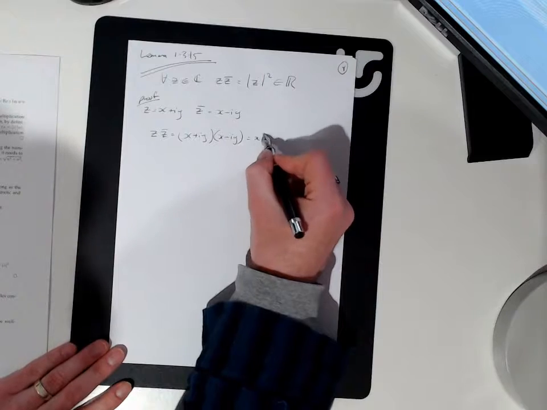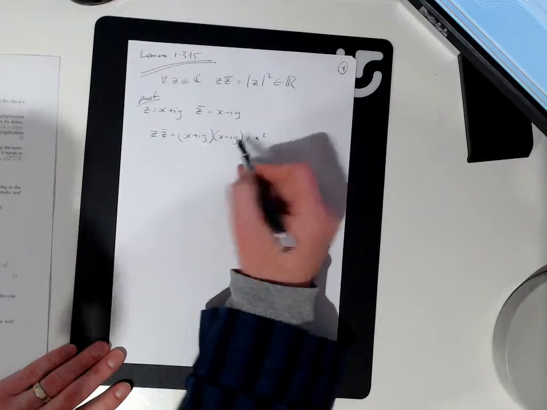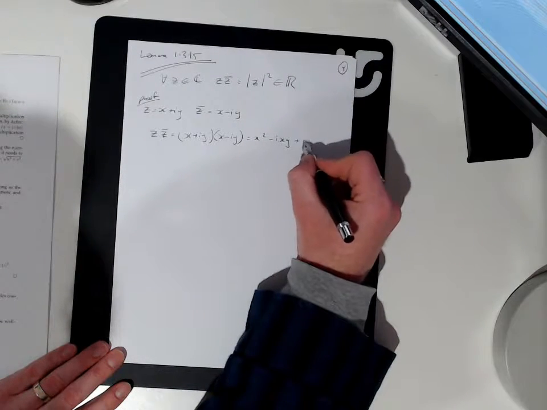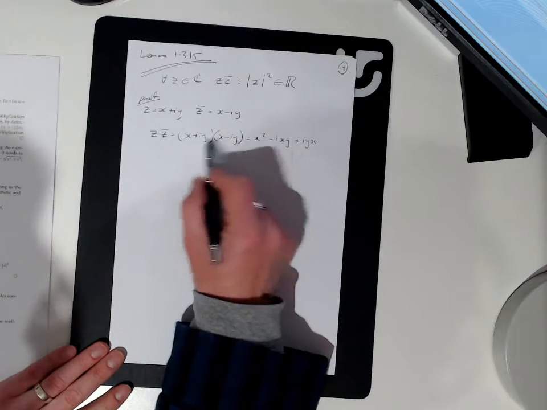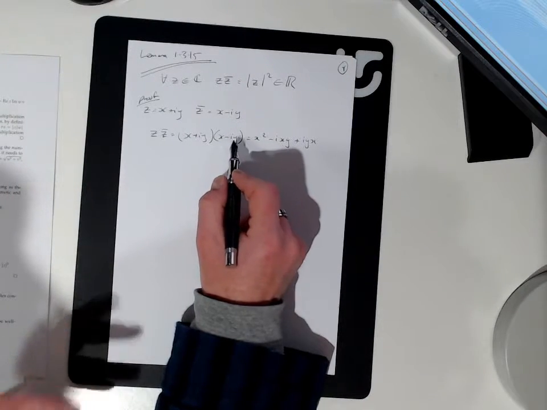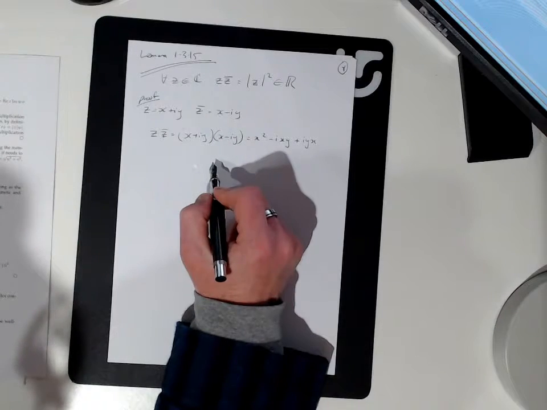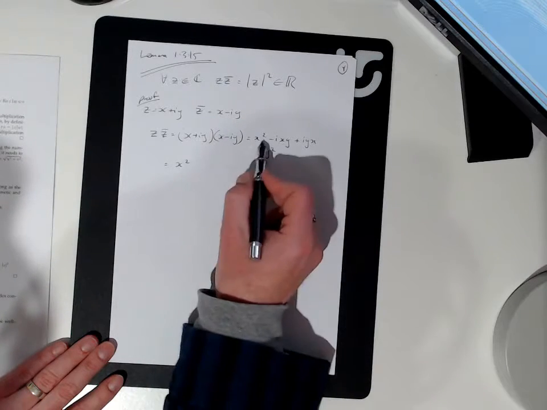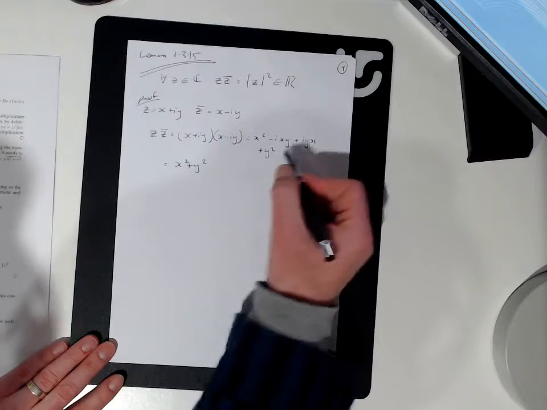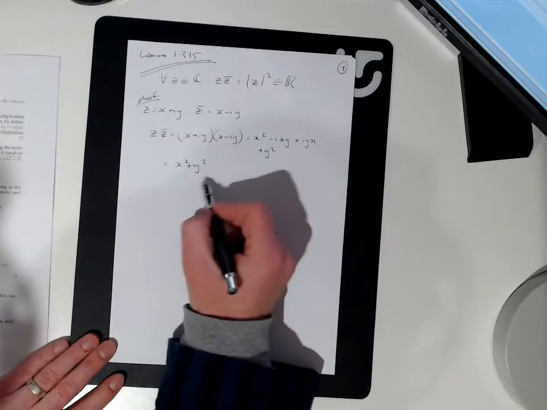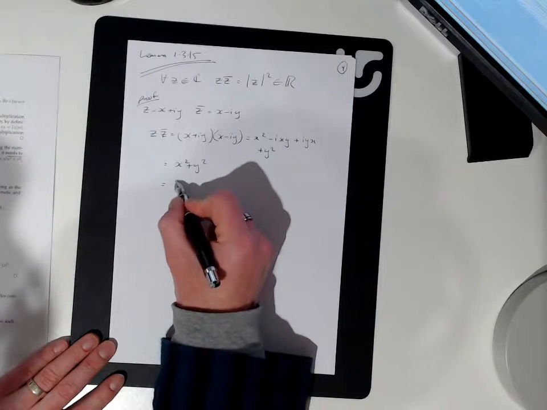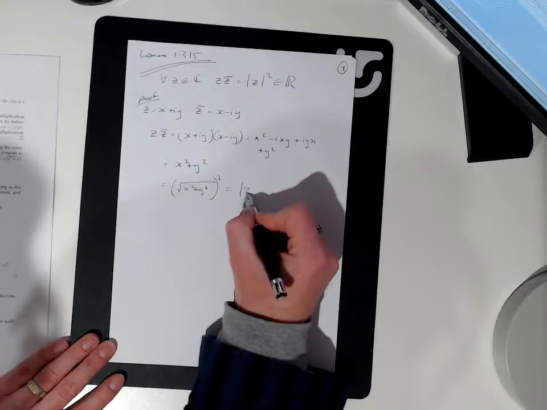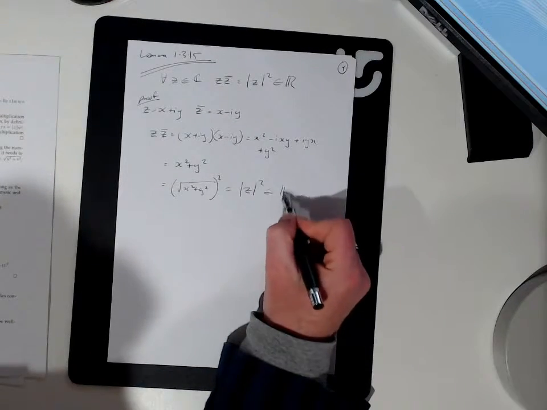Well, x times x is x squared, x times minus iy is minus ixy, iy times x is ixy, and now here's the interesting bit: we have i times i, which is minus 1, and a minus 1 makes plus 1, with two y's. So we get an x squared, that's that bit, we get a y squared, which is that bit, and then the two imaginary parts cancel out. This is equal to x squared plus y squared, which is the square of the modulus, which is of course in R.